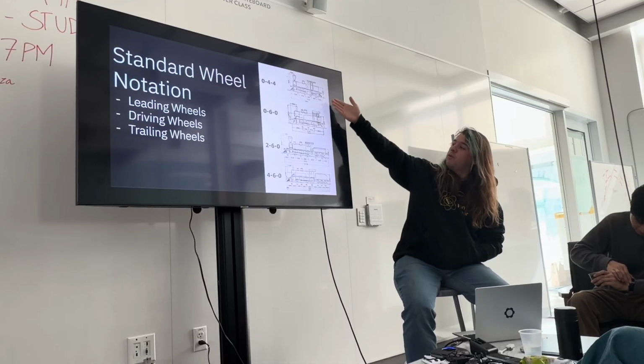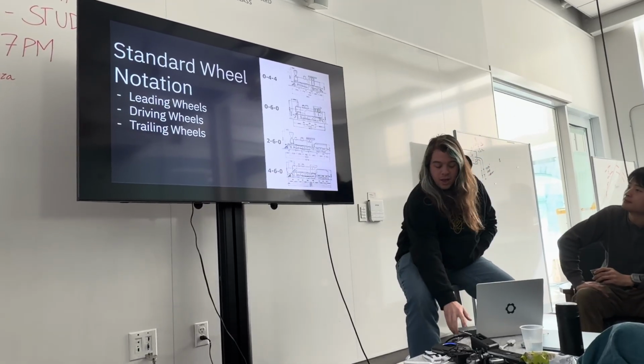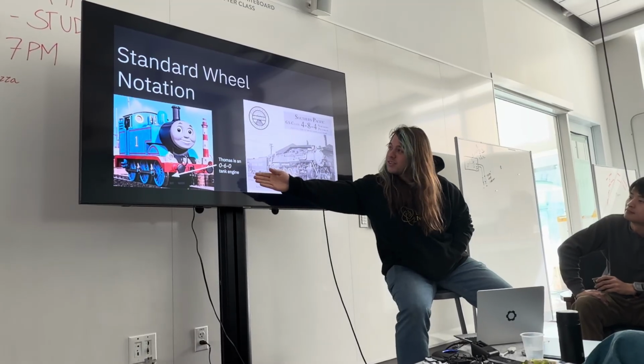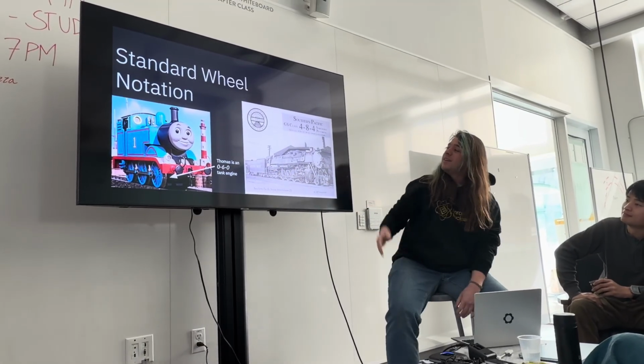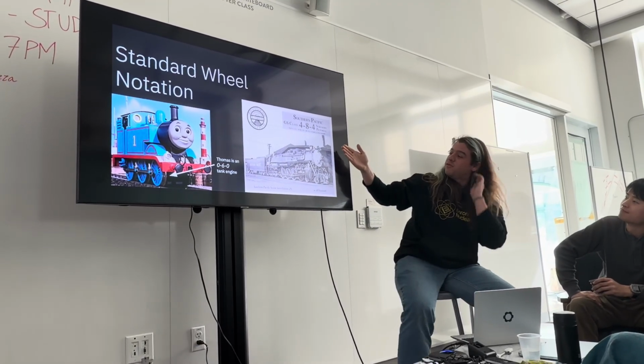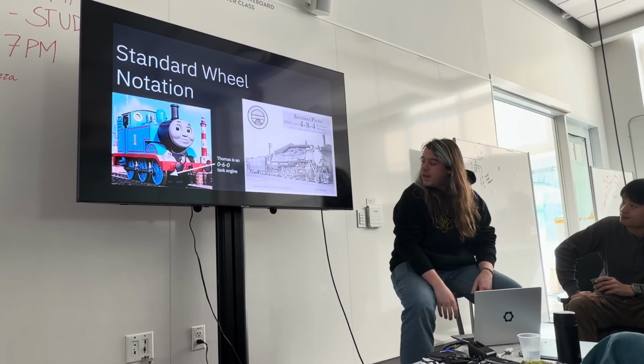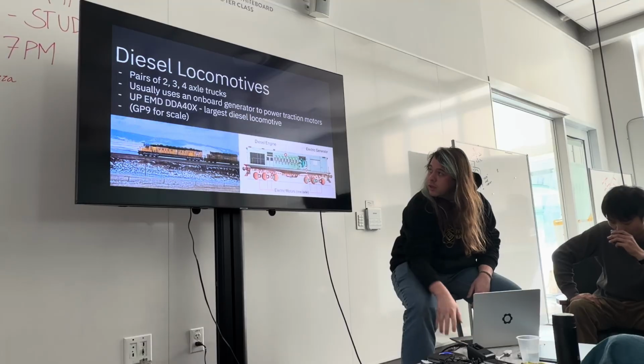So this is an 0-4-4, this is an 0-6-0. You might recognize an 0-6-0. This is Thomas the Tank Engine. He's an 0-6-0 tank engine. This is a Southern Pacific GS class 4-8-4. This is one of the larger production steam locomotives that ran in the States, especially in California.